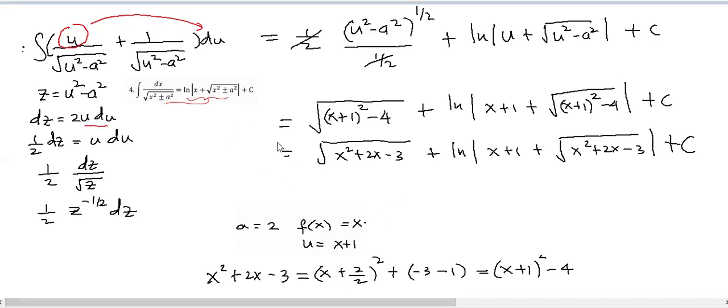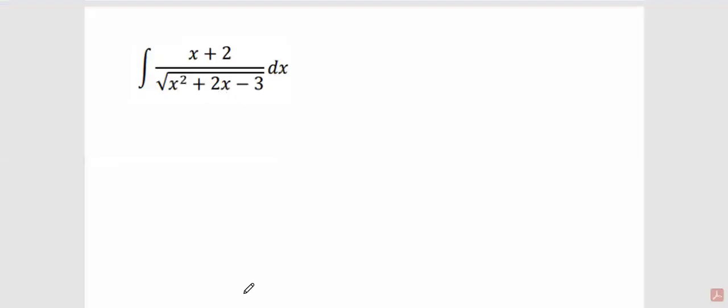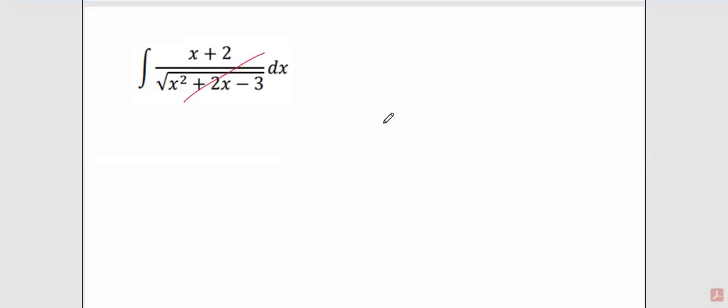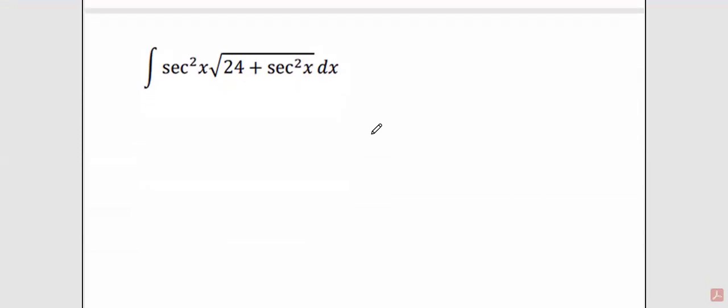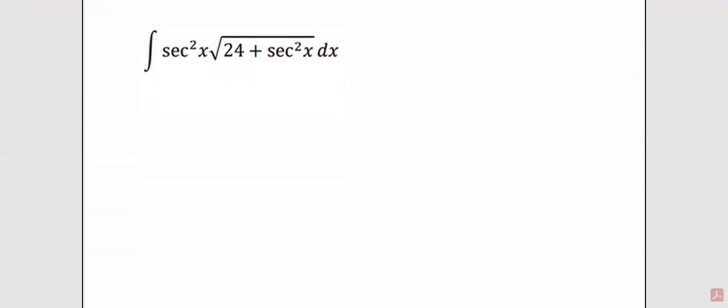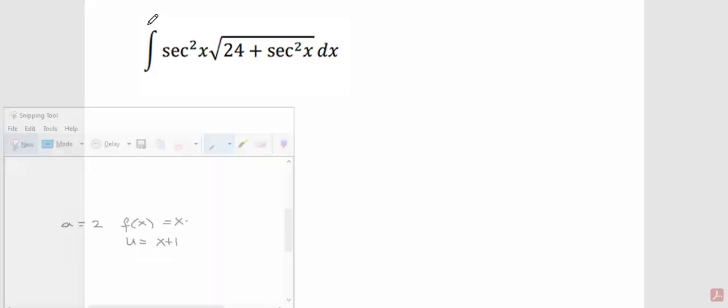So medyo mahaba ng konti yung computation pag hindi constant yung nasa taas. Okay? Kung merong x term yan. So we're done with that. Now let us look at the following. Okay. Solve natin ito.